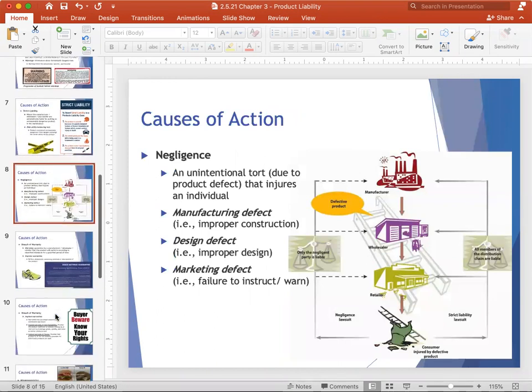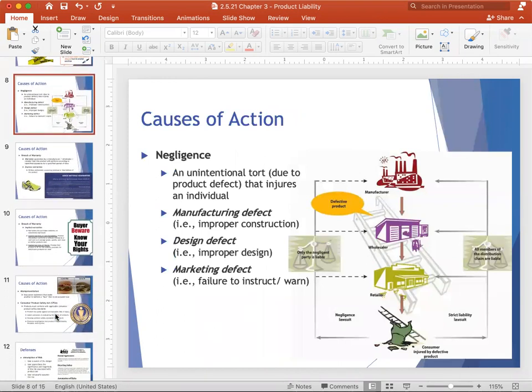Another cause of action is negligence. So this is probably one of the most common causes of action when it comes to product liability, because essentially, if the product is defective in its design, its manufacturing, or its marketing, then what the plaintiff would claim is negligence, because as would be expected, the designer, manufacturer, marketer, they're not intentionally trying to injure the plaintiff, but because a defect occurred during their creation of the product, well, they are potentially liable for that injury. So it is an unintentional tort.